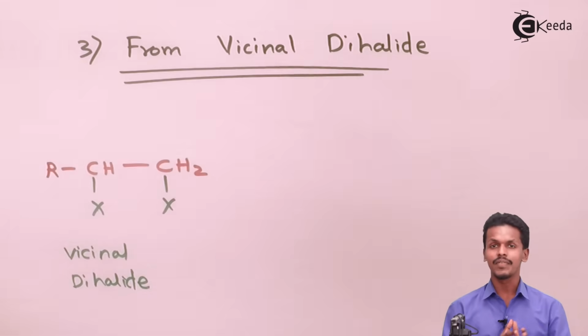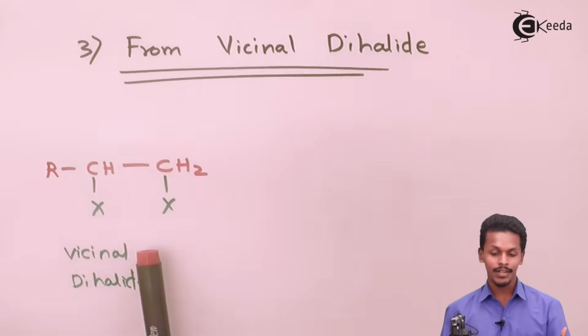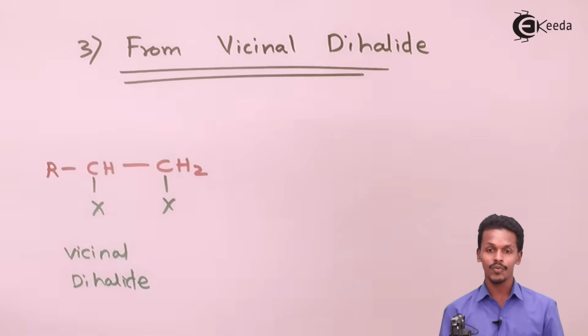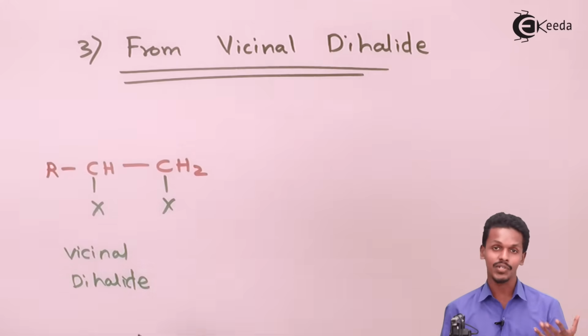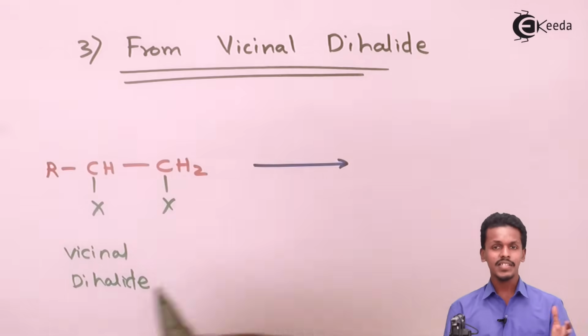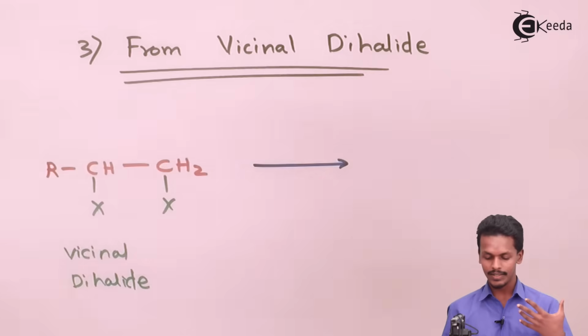But now we are concerned with vicinal dihalide, and the main thing is we have to convert a vicinal dihalide to an alkene. This is possible because an alkene is nothing but a hydrocarbon consisting of a carbon-carbon double bond. So in this case we could obtain an alkene, but the only thing we have to do is remove these two halogen atoms. This can be easily removed by the following reagent.